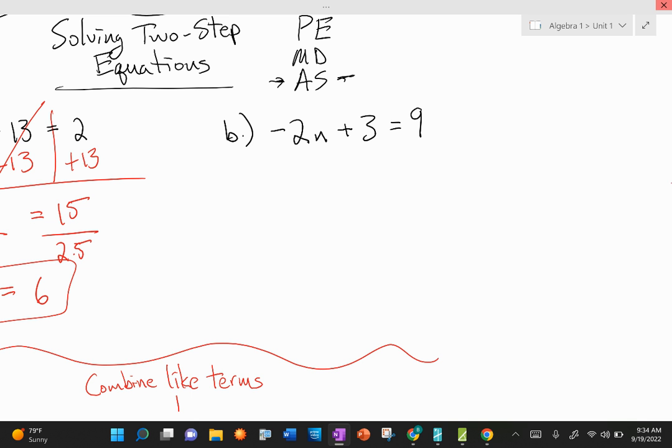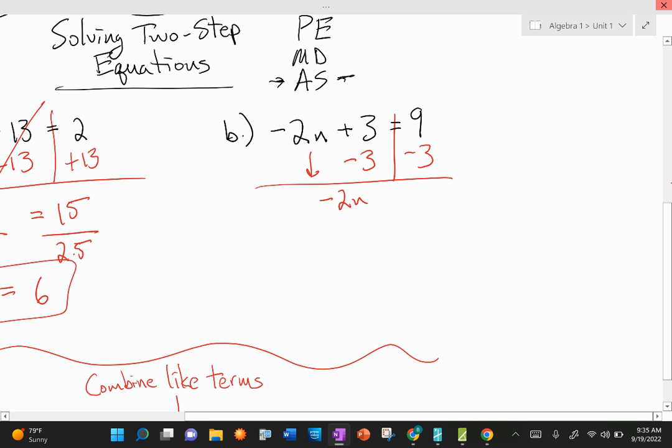Perfect. So the opposite of adding 3 to negative 2n is doing what? Subtracting 3. Whatever you do to one side, you got to do the other. You're going to bring down the negative 2n. The 3's are going to cancel out. Equals 9 minus 3. 6.